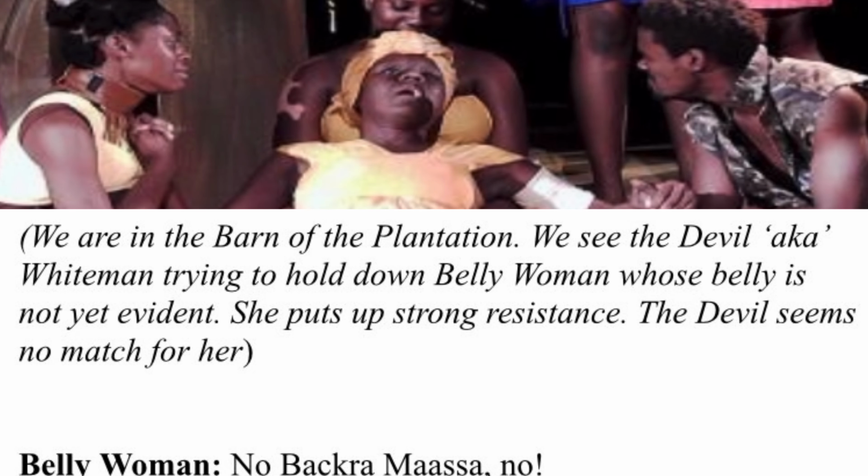Now, what you're seeing on the screen is an excerpt from the opening scene of Omar Wright's Belly Woman. Notice at the very beginning, in brackets, in italics, it reads, "The play opens in the barn of the plantation. We see the devil, aka white man, trying to hold down Belly Woman, whose belly is not yet evident. She puts up strong resistance. The devil seems no match for her." And then below that is where you have the dialogue taking place.